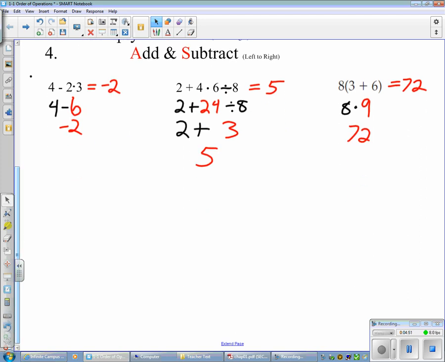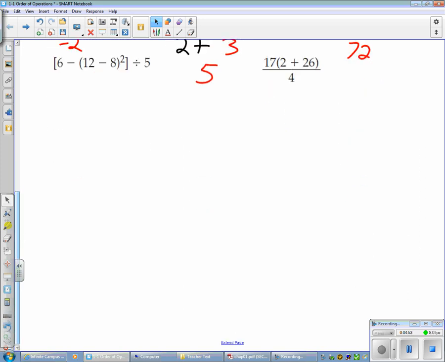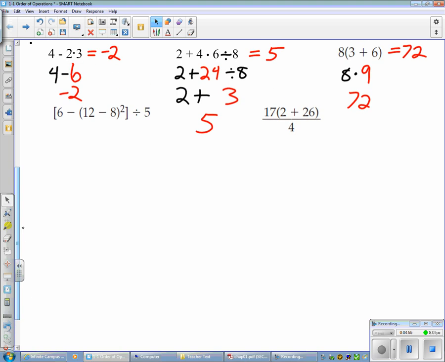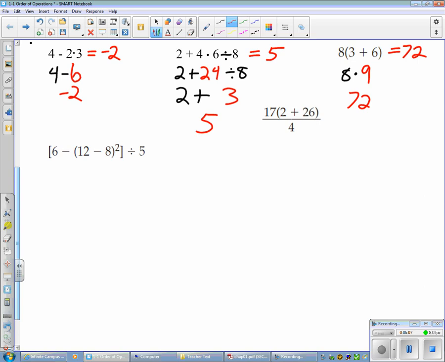Now, if they get more complex, we just keep on following the same pattern. 1, are there parentheses? Yes, there are. Work inside out. So the innermost parentheses is a 12 minus 8. 12 minus 8 is 4, so we're going to write that right below the parentheses. Now I don't need the parentheses anymore, but I'm going to copy everything else.